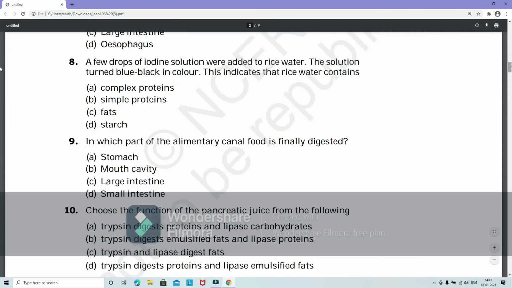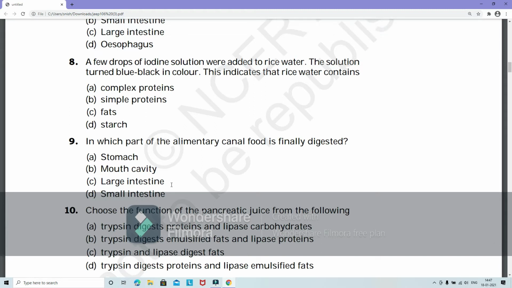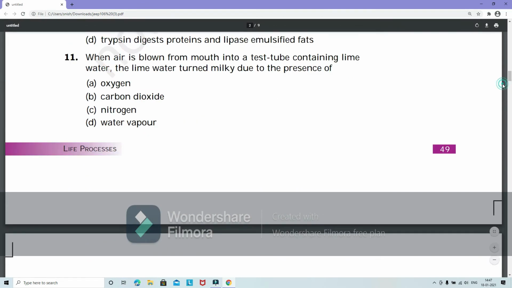Next. In which part of the alimentary canal is food finally digested? If we didn't study the material properly, we might get confused between the small and large intestine. Actually, the answer is the small intestine only. What happens in the large intestine is only absorption, like excess water, minerals and salts being reabsorbed. But only in the small intestine is the entire food finally broken down. We know the presence of villi and other secretions as well. So it will be the small intestine.